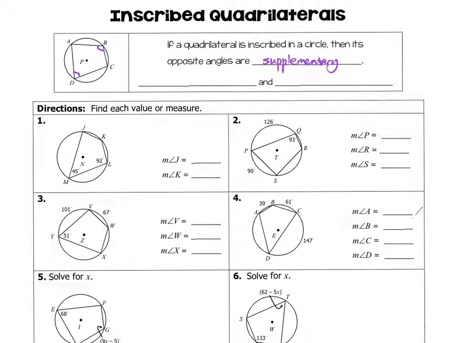Because angle D faces the arc AC. And angle B, I'll use gold, faces arc ADC, the major arc, right? And because they add up to 360, half of that is 180. So that's the reason why they are supplementary and add up to 180. Same thing goes with angle A and angle C. They add up to 180. And angle D and angle B add up to 180.